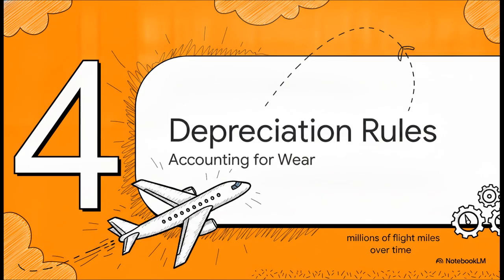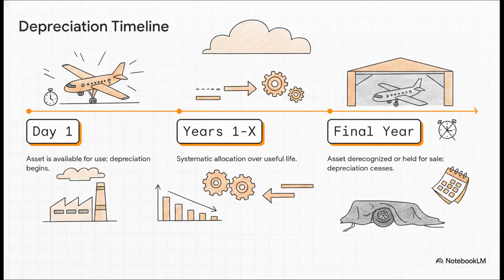Section 4. The rules of depreciation. Accounting for wear and tear. As that plane flies across the globe, racking up millions of miles, it wears down, obviously. We capture that declining value through depreciation, which is just the systematic allocation of the asset's depreciable amount over its useful life. And this clock starts the exact moment the asset is available for use, basically when it's in the location and condition necessary to operate.